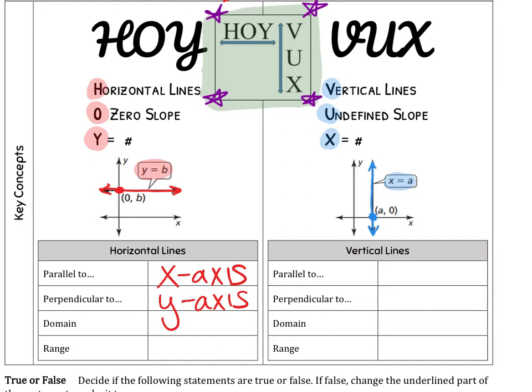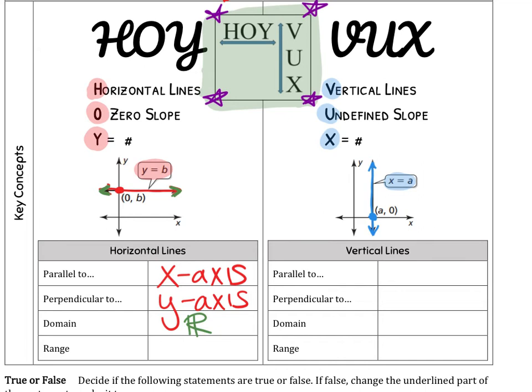Domain is looking on the graph from the left to the right. When I look on the left, what do you see? An arrow, maybe? So infinity. And if you look on the right side, what do you see? Arrow. What do we say when we have arrow to arrow? All real numbers. Where are we confused? So this goes the same direction as the x-axis. Okay, so the domain here is from negative infinity to infinity. The double infinities are all real numbers.